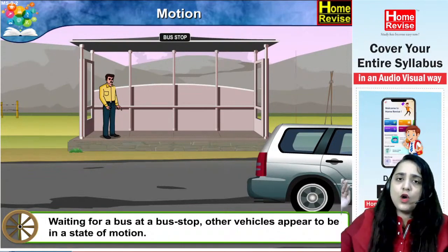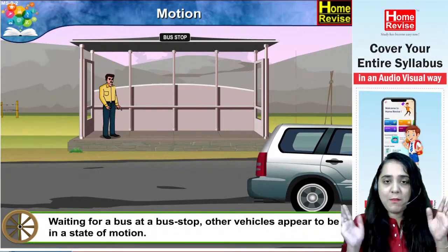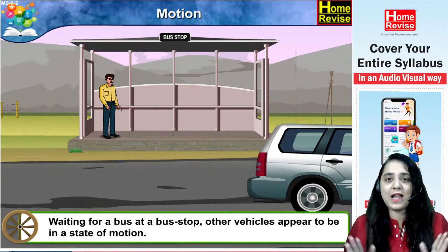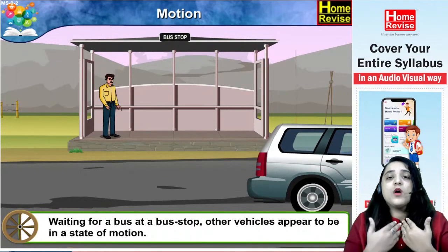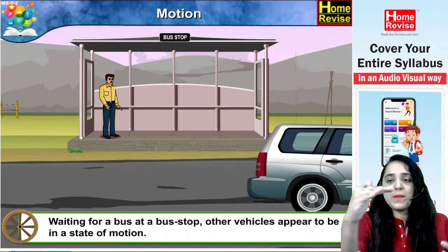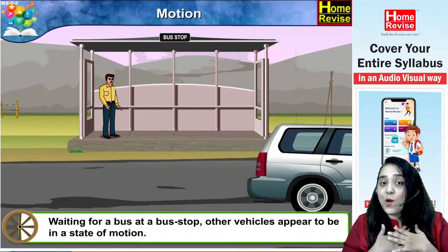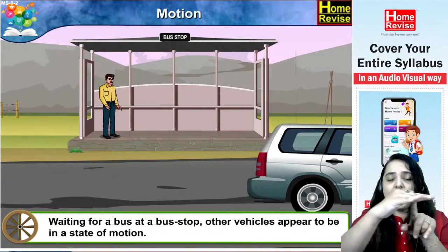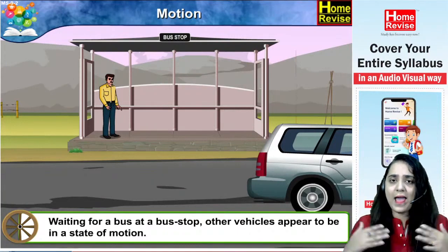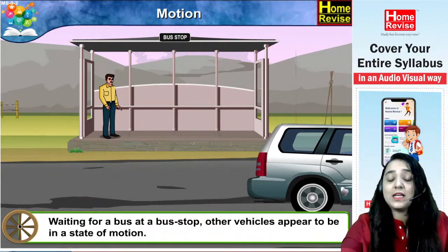Any vehicle is coming and going. So if I am standing at a particular place, at a bus stop, for me the vehicle is coming and the vehicle is going. So I am the observer, and which object? Car is the object. So the object is moving from one place to another. I am standing at one place, but the car is moving.